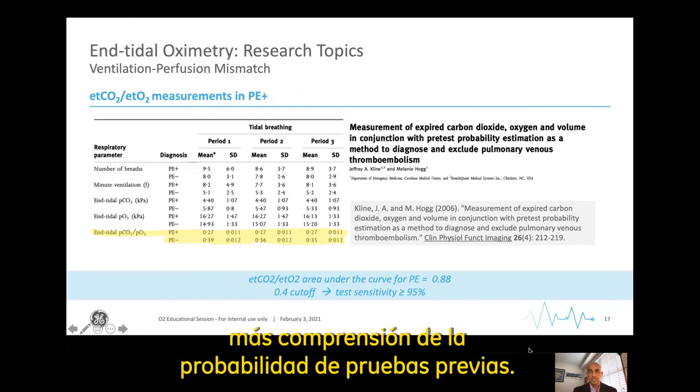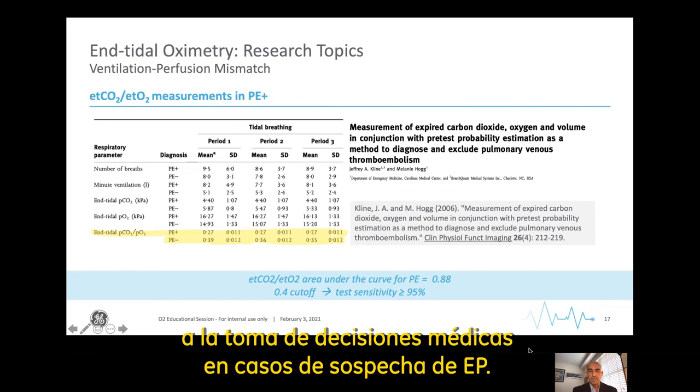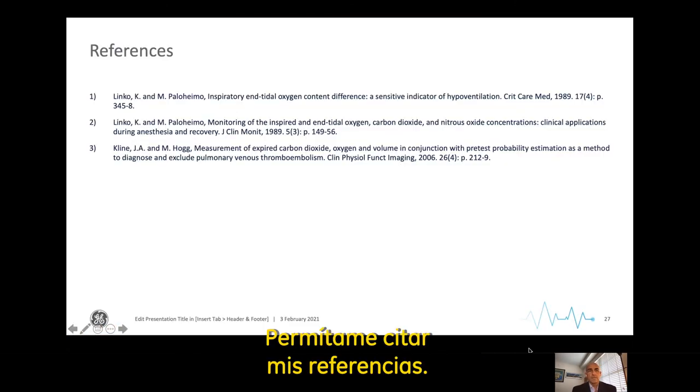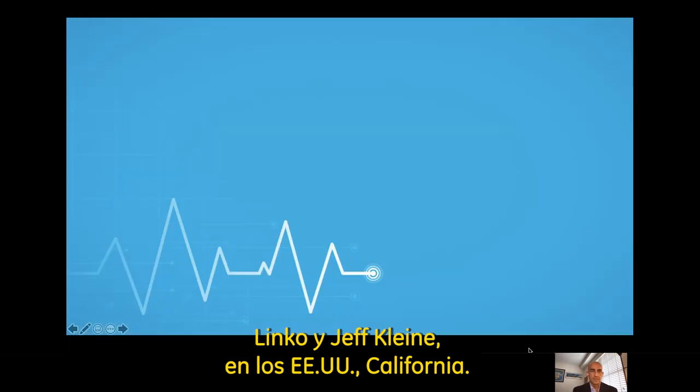requires the understanding of pretest probability. This research helps to illustrate that this can be added into the medical decision-making for suspecting pulmonary embolism in the appropriate patient population. And on that note, I'll highlight the references that were used: Linko, two studies, and the one by Jeff Klein, once again, from the United States and California.